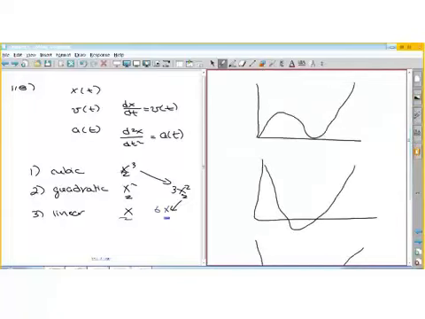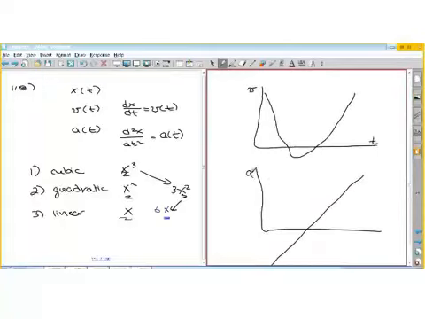So the most complicated one is the position. So this would be x as a function of time. This would be the derivative, v as a function of time. And this would be a as a function of time. Because of the way these things are related in terms of the derivatives, just the general shape of the curves. So that's it.